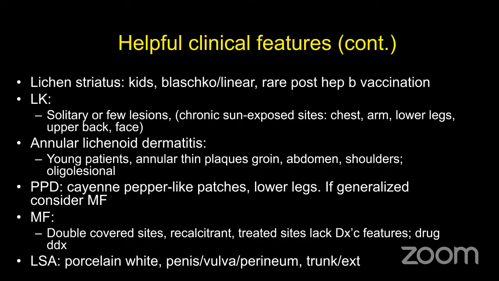People didn't think it used to be on the face, but I've definitely seen it on the face. Annular lichenoid dermatitis, again, usually kids. It can be in some young adults. Pigmented purpura, these cayenne pepper-like patches on the lower legs. I showed you those brawny lesions. If it's generalized, you should consider mycosis fungoides or a drug. Mycosis fungoides, clinical features are double-covered sites of these lesions, recalcitrant to treatment. When you stop the medicine, the same lesion comes back. And then lichen sclerosus, the porcelain white lesions, which can involve the genitalia, but also the body and the extremities.